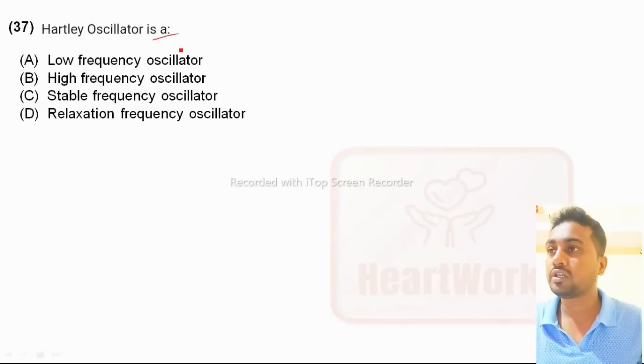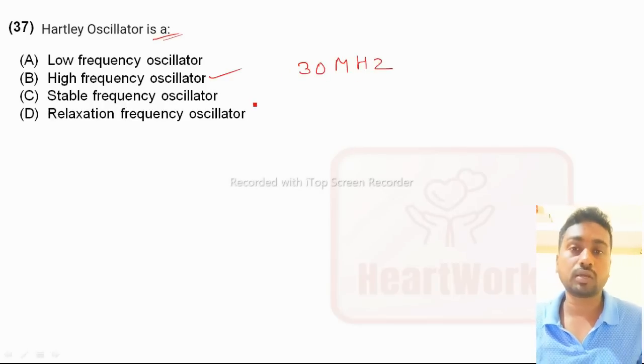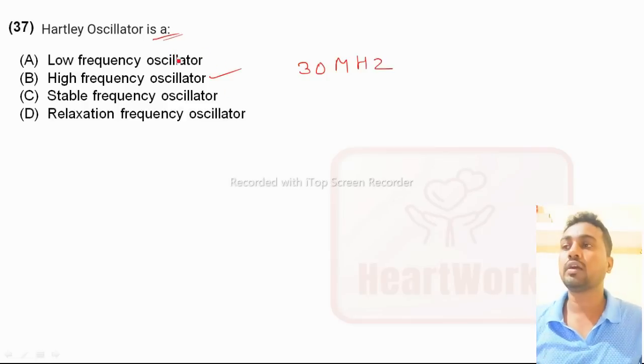Hartley oscillator is a high frequency oscillator because it uses frequency up to 30 megahertz. That's why Hartley oscillator is a high frequency oscillator.